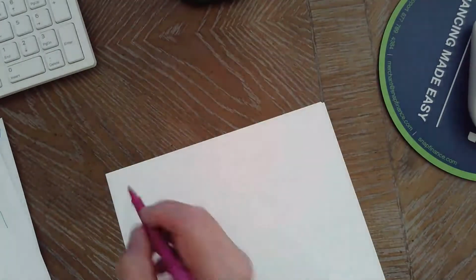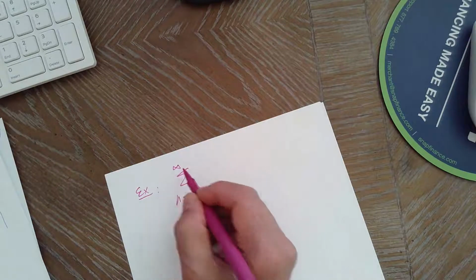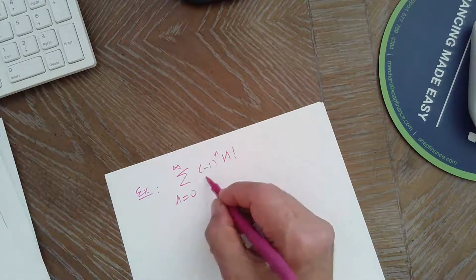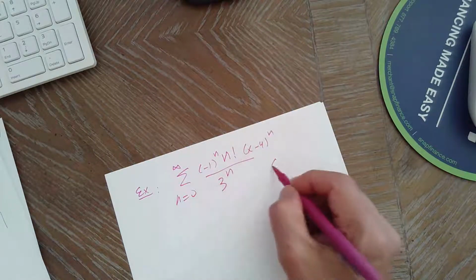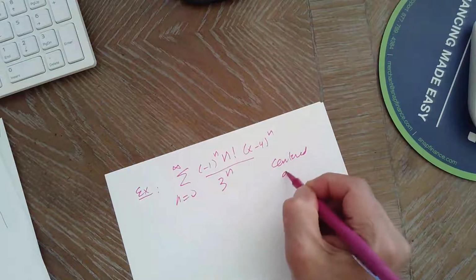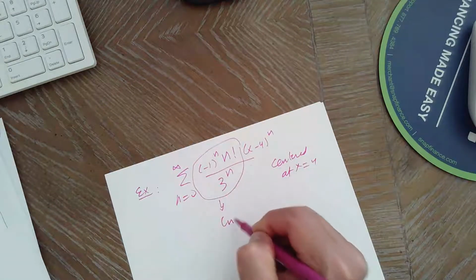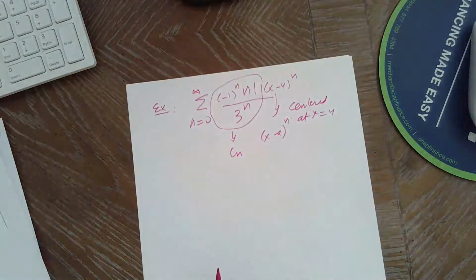All right. What about sigma n equals 0 to infinity, negative 1 to the n, n factorial over 3 to the n? So this is centered at x equals 4, okay? And all this is c_n times x minus a to the n. You can see why it's a power series.